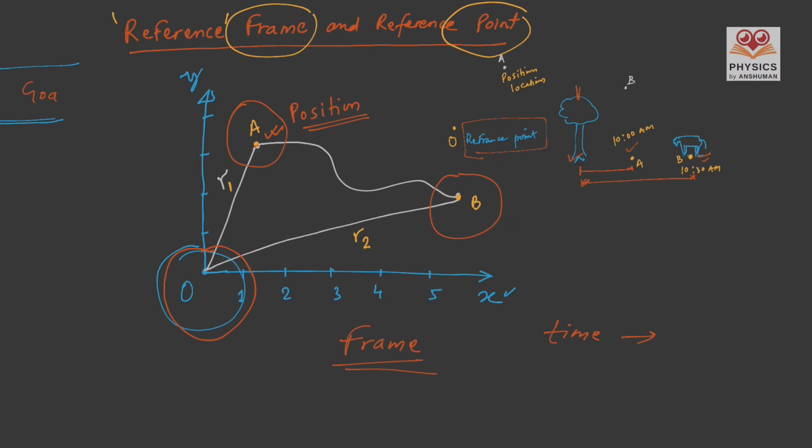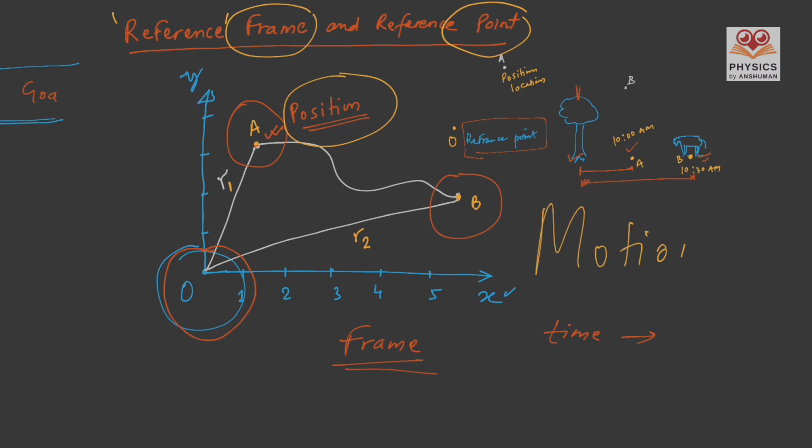So we can always answer these questions very easily if we have fixed the reference point, the reference frame: what is the position of an object and where is the object situated. These questions can be answered by the term called position. And then you have heard this word again and again, motion.